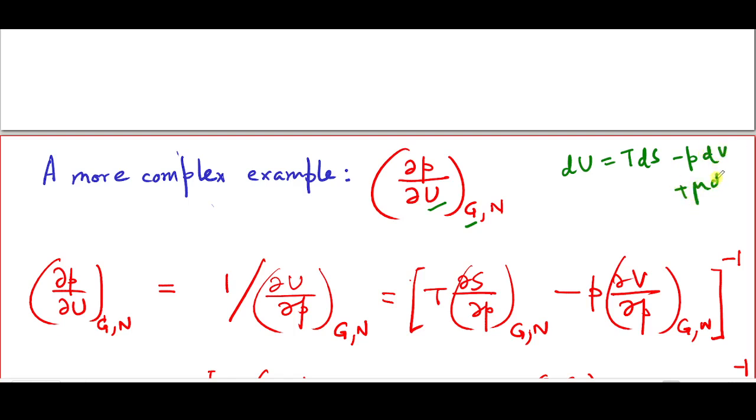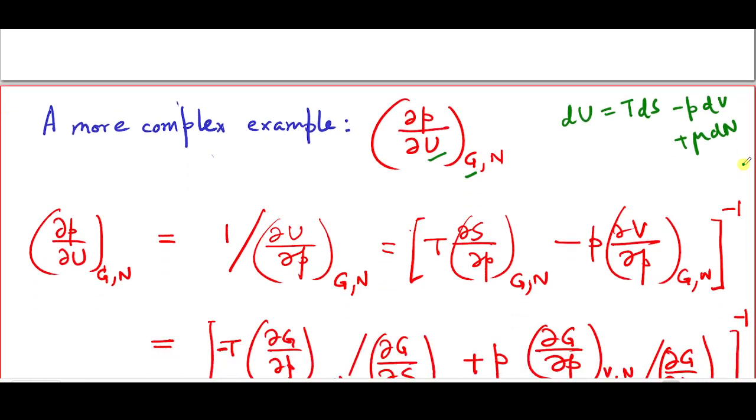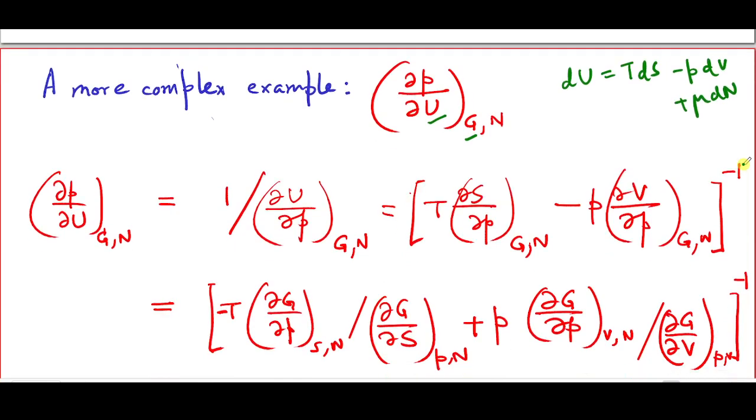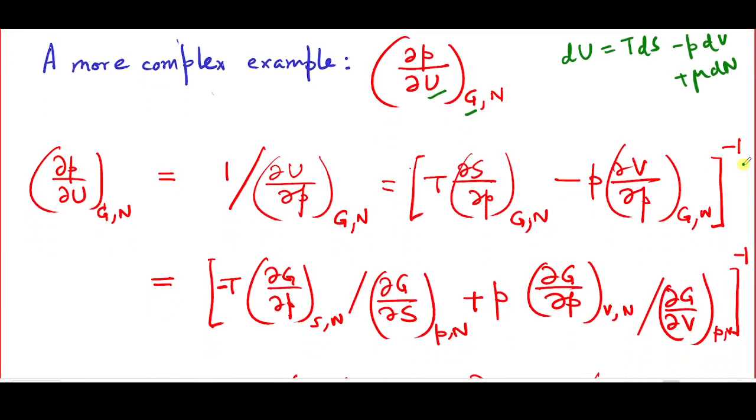it's easy to see that this derivative is T del S del P at constant G, N minus P del V del P at G, N, of course the reciprocal of this quantity. The third term mu dN does not contribute because this is being done at constant N. So dN is 0. Now, the next step would be to check that we have not really got rid of all our thermodynamic potentials.